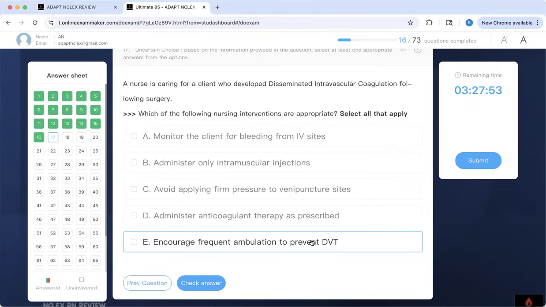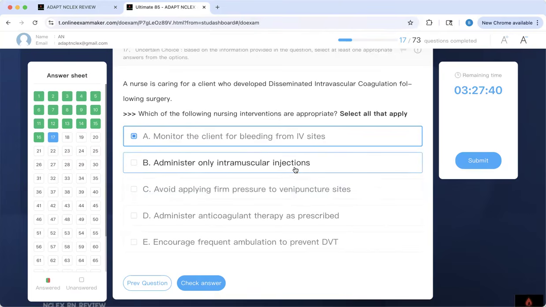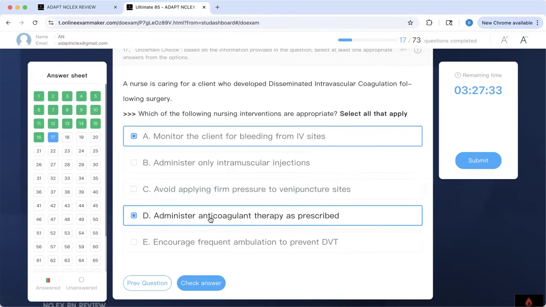Which of these is appropriate? You pick your answer. You don't have to select everything. Select those that you're 100% confident. I will monitor the client for IV site bleeding. Number one, good. IM injection can still bleed. You should apply pressure, not avoid it, at the venipuncture site. You should give them anticoagulation because that will prevent the cascade of consumptive coagulation. So these people, even though they're bleeding, they need anticoagulation to stop everything. Patient is bleeding everywhere, so encouraging ambulation should not work just because I said to prevent DVT. It's a trap. Therefore, right answer is A and D.